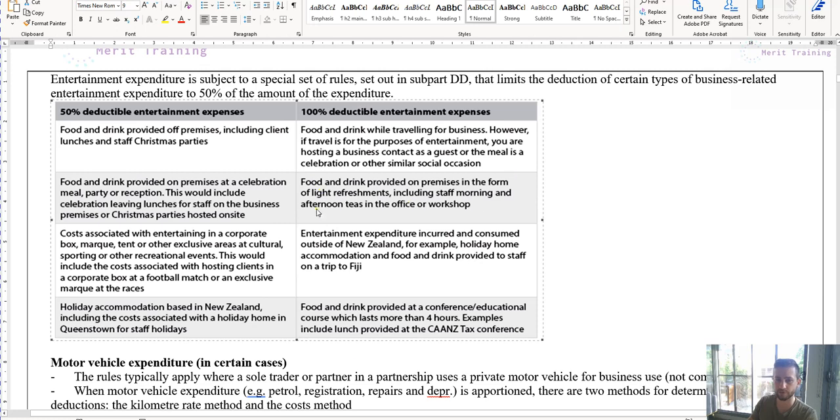So the 100% deductible ones, as you can see, all have a direct nexus to carrying on a business or generating assessable income. So for example, traveling for business will be fully deductible. Food and drink on premises, including afternoon teas in an office or workshop, right? That's connected to the business itself. Entertainment expenditure incurred and consumed outside of New Zealand, for example, holiday home accommodation, drinks provided to staff on a trip to Fiji, only because it's outside of New Zealand. And then finally, food and drink provided at a conference lasting more than 4 hours. Otherwise, it would fall under the category of on-premises meal, party, or reception.